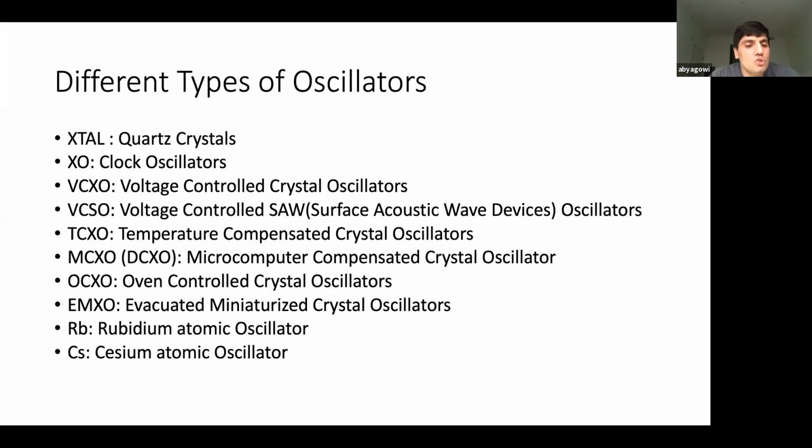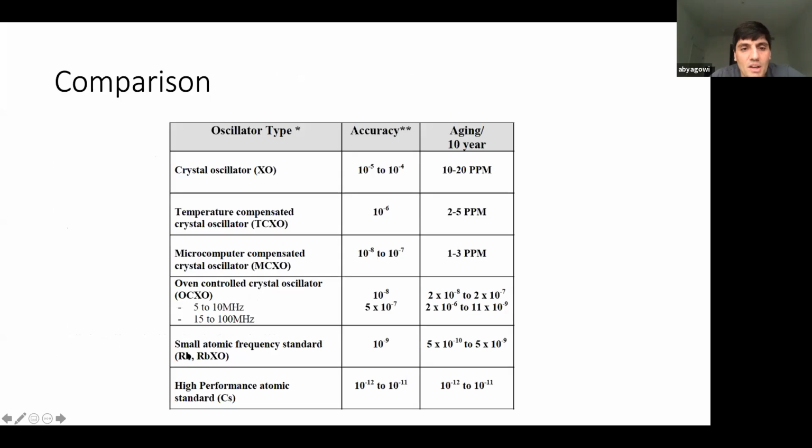Again, these clocks also come in different forms, and they have pros and cons, and you pick them based on their applications. The interesting ones for me are basically these atomic clocks. Here we have another comparison. It's very interesting: with clocks, the accuracy is described with parts per million or parts per billion.